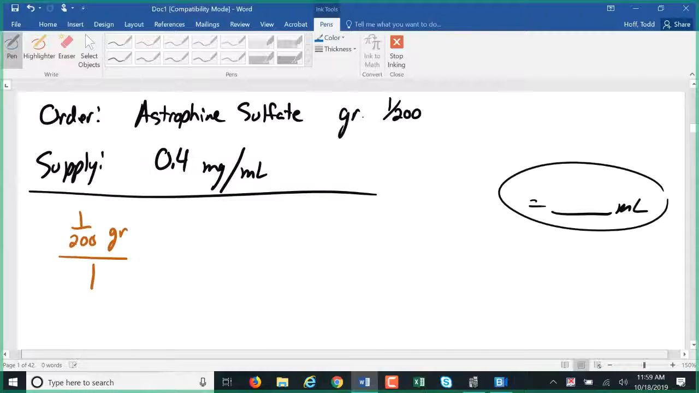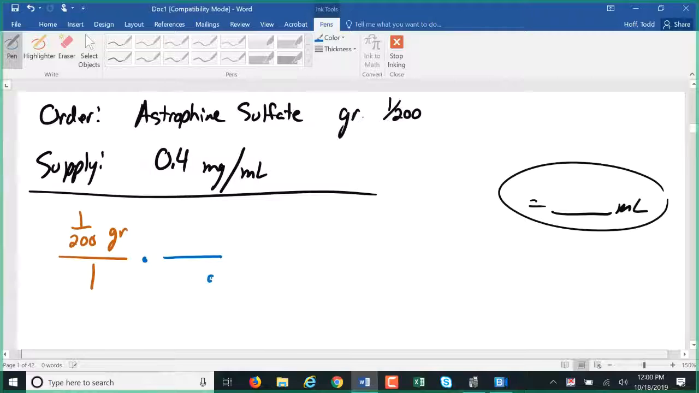Let's see how you're doing with this. We start out with the order of 1/200th of a grain. So we can do it as 1/200th of a grain over 1. We could do it as 1 grain over 200, and I'll show you how that works out the same. There's already a fraction in our ordered dose. We can just use that fraction instead of forcing it by putting it over 1.